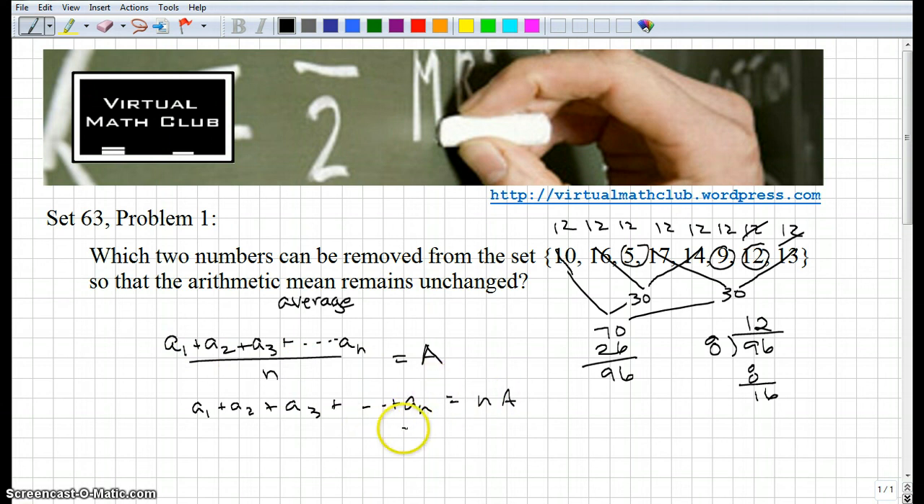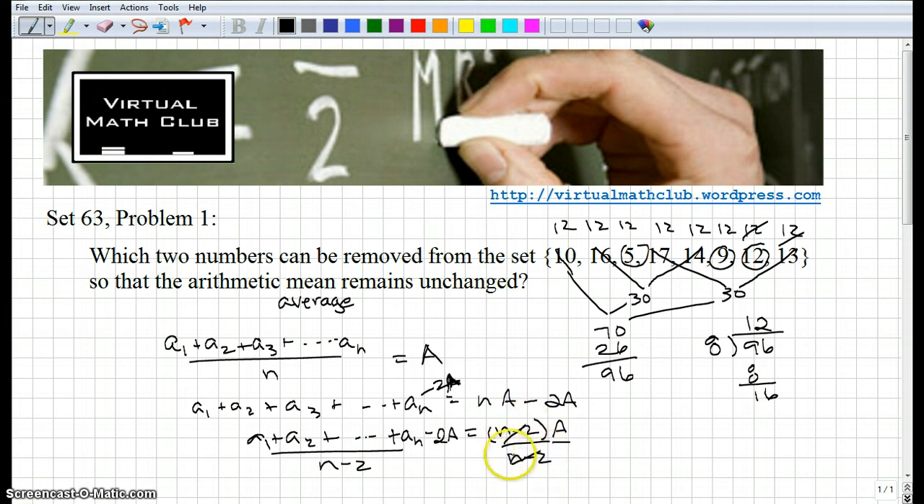Okay, so let's say we were going to remove two numbers from this set. If I remove 2 times the average from both sides, that's 2A, not 24. It's 2A. Then I can rewrite the right side as n minus 2 times A. So you can see if I remove 2 times the average from this set and divide by n minus 2, then I'll get the same average, right? So A1 plus A2 plus dot dot dot plus AN minus 2A, over n minus 2. You can cancel the n minus 2 and get the same average. Okay. So anyway, that's the explanation of why we need to remove 2 times the average.